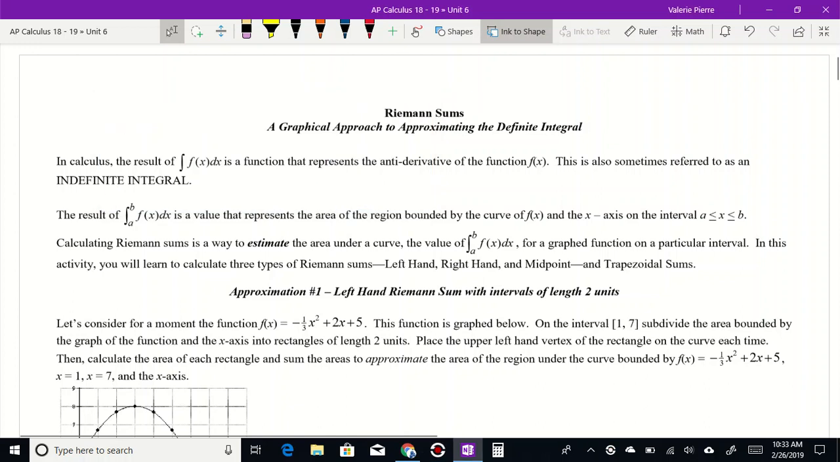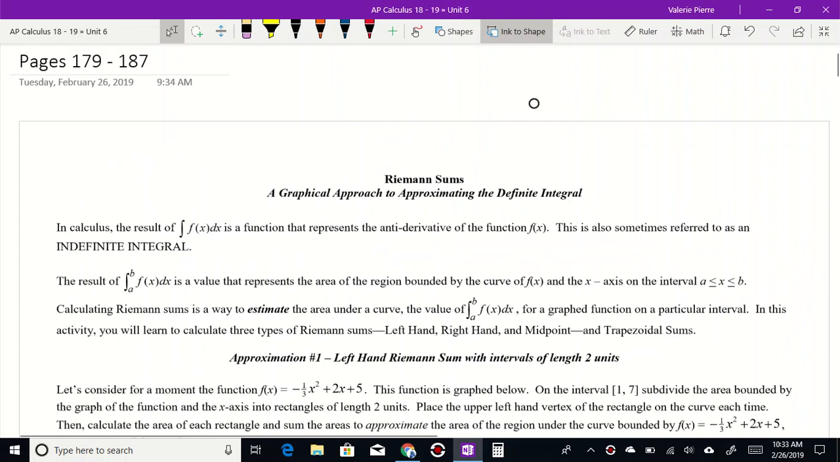Unit 6, pages 179 to 187. Riemann sums, a graphical approach to approximating the definite integral.